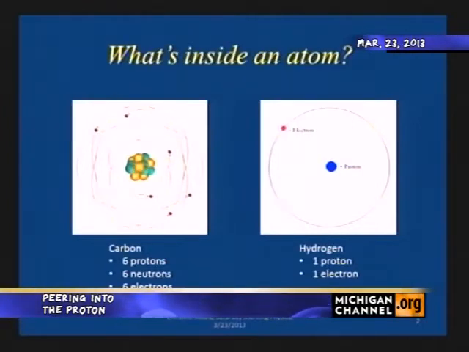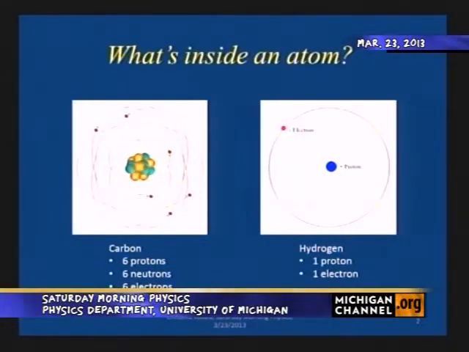And the smallest piece of an element that you can have that still has the properties of that element is an atom. An atom has its own internal structure. Atoms are made of subatomic particles known as protons, neutrons, and electrons. So on the left here, you can see a diagram of a carbon atom, the smallest piece you can have of carbon.